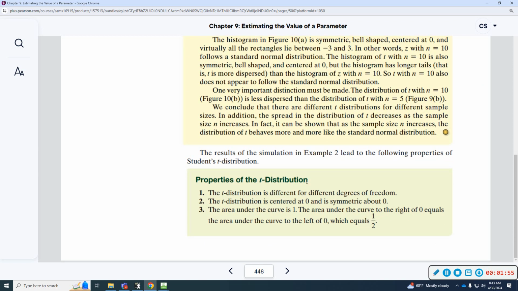And then here we get to the properties of the t-distribution, so this is also going to be very important. The t-distribution is different for different degrees of freedom, so different sample sizes. The t-distribution is centered at 0 and symmetric about 0, so kind of like the normal curve, the bell curve. The area under the curve is 1, so 100%. The area under the curve to the right of 0 equals the area under the curve to the left of 0, which is 1/2. So you have half on the left and half on the right.